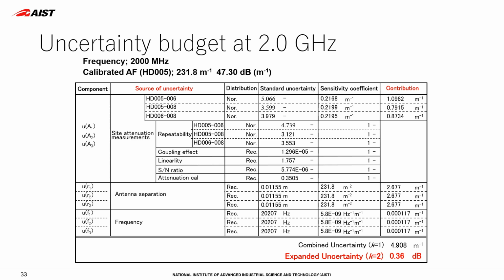Contribution on the far right of the table is obtained by multiplying the standard uncertainty and sensitivity coefficient. Finally, the combined uncertainty is estimated at 4.9081 V/m against the calculated antenna factor of 231.81 V/m. The expanded uncertainty, when the coverage factor k equals 2, is 0.36 dB. The major source of final uncertainty comes from the antenna separation.